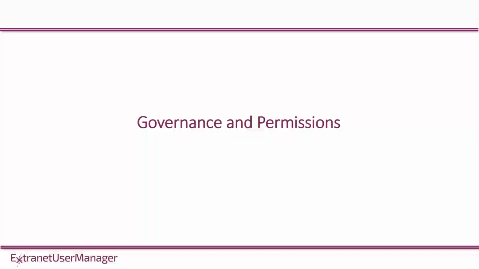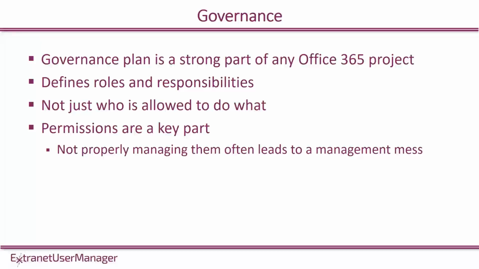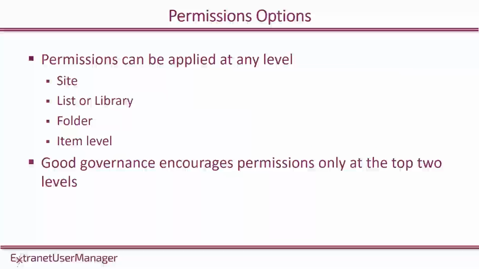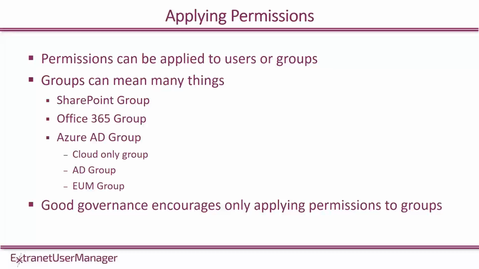I did want to mention a few different things on the governance side of things. We'll probably go fairly quickly through this from a time point of view. Governance is a word that we hear a lot in SharePoint projects. What does it actually mean around defining roles and responsibilities and permissions? Thinking about how we apply permissions in SharePoint, we can apply them at different levels. Good governance says keep it at a fairly high level, at the site level or at the list or library level. And then how we apply those permissions, this is where Extranet User Manager comes in: we can apply permissions directly to users or we can apply them to groups. We're a big fan of applying permissions to groups and then managing the membership of that group.